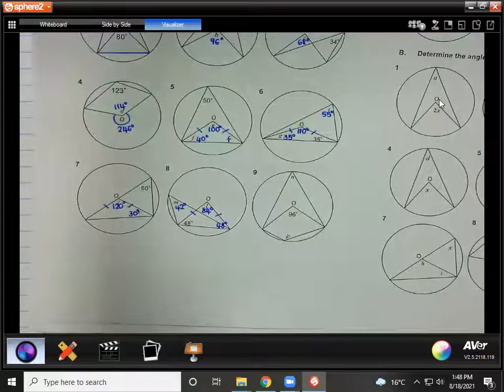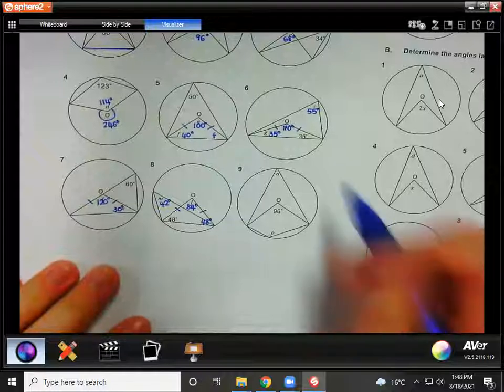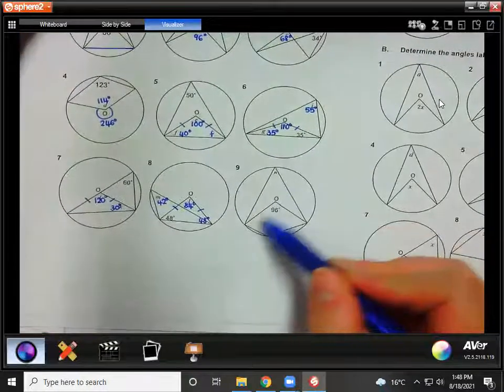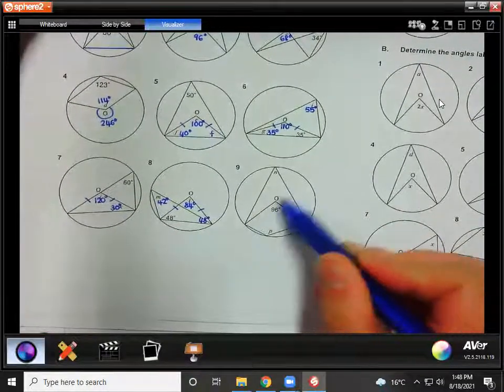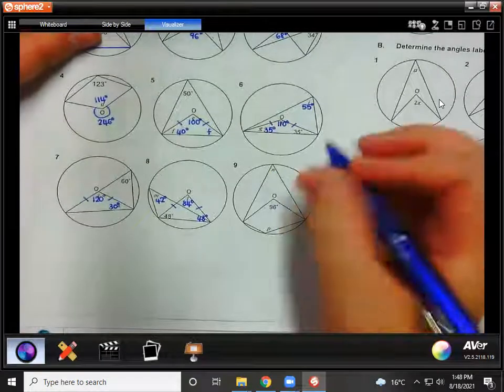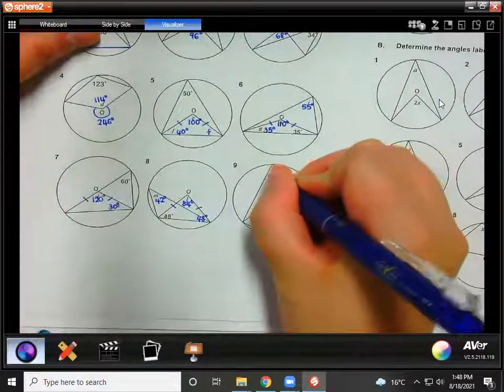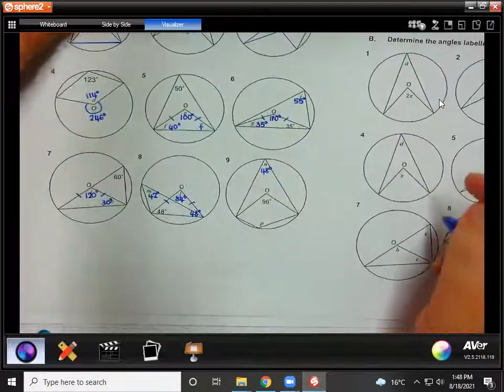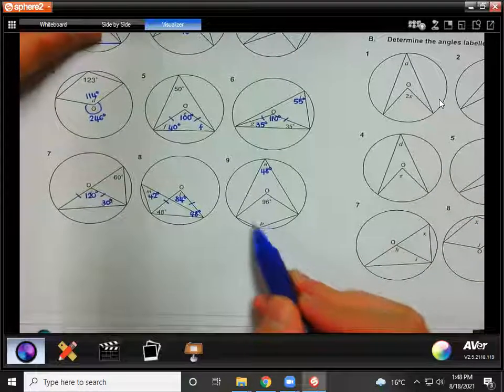All right, for the next one, they did say that we had to find these in alphabetical order. All right, so N we need to find first. We have the angle at the center is 96. The angle at the circumference must then be half, which is 48, right? We've worked with that one a couple of times now. 48. And now we need to find P.